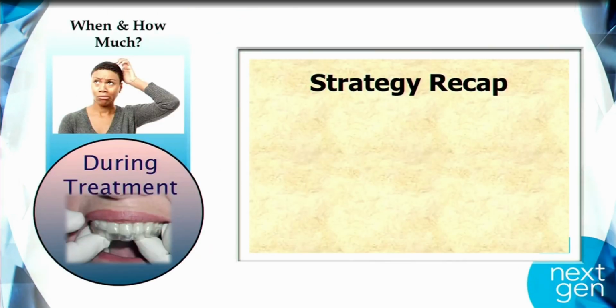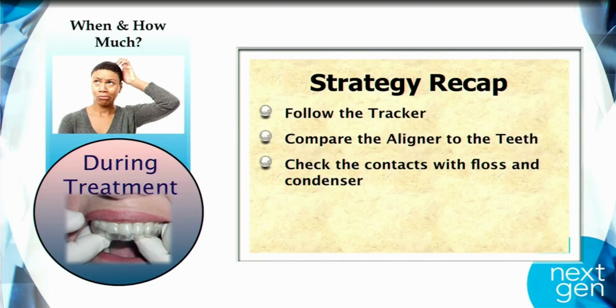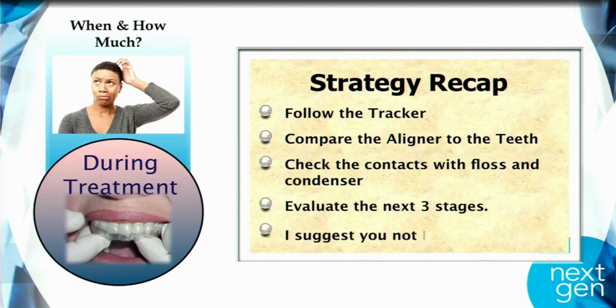Okay, strategy recap. Follow the tracker. Compare the aligners to the teeth, check the contacts with floss and the condenser, and evaluate the next 3 stages. I suggest you not IPR the cuspids.